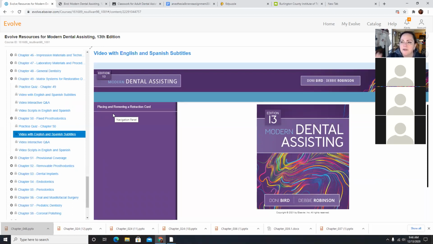The sulcus of the tooth is the area right around the tooth that holds the periodontal ligament. Okay, so when your hygienist goes around and takes her measurements around the teeth, she's putting her probe into the sulcus of the tooth to measure how attached the periodontal ligament is. Okay, so we put the cord into the sulcus of the tooth. Why?